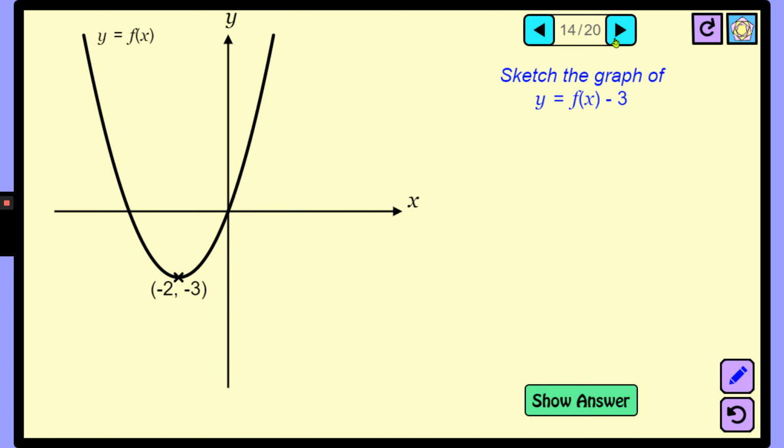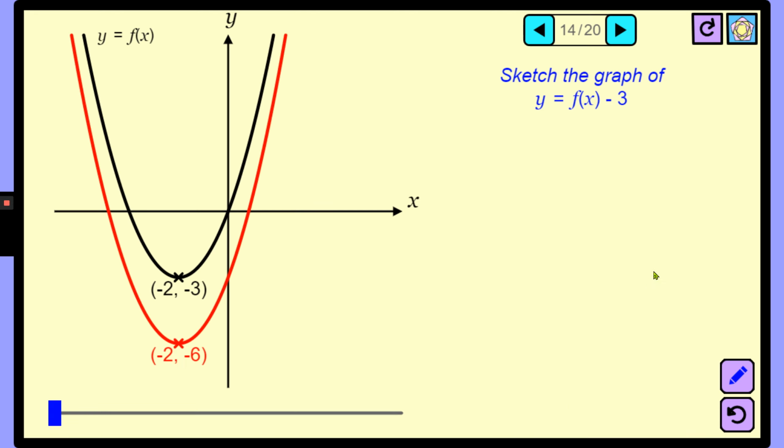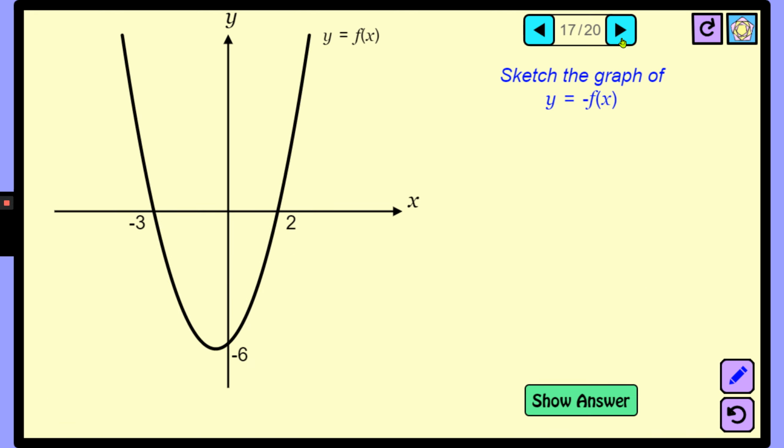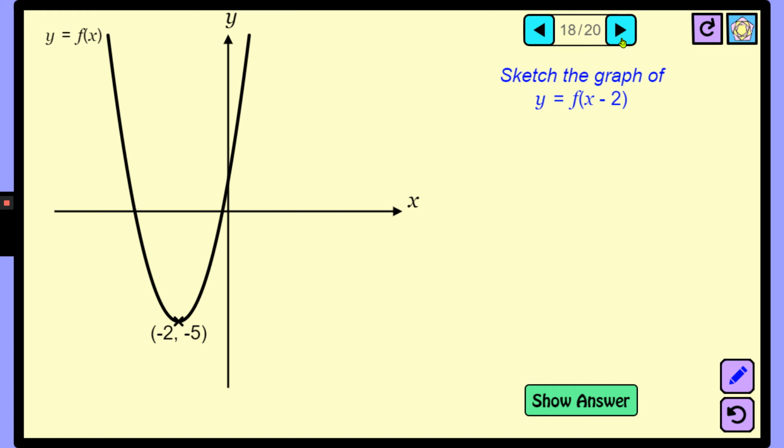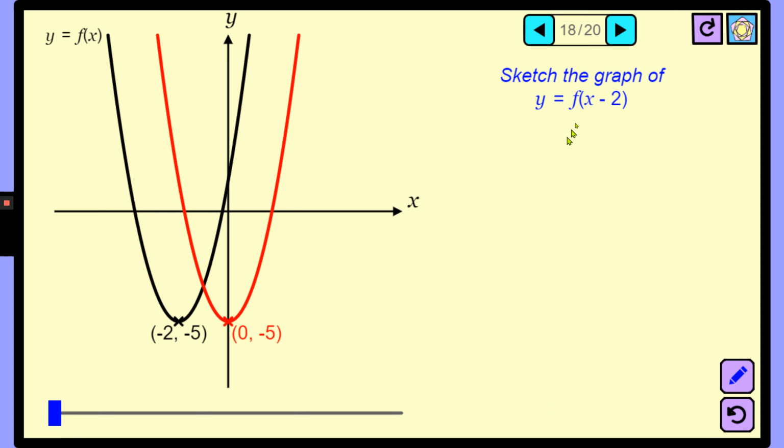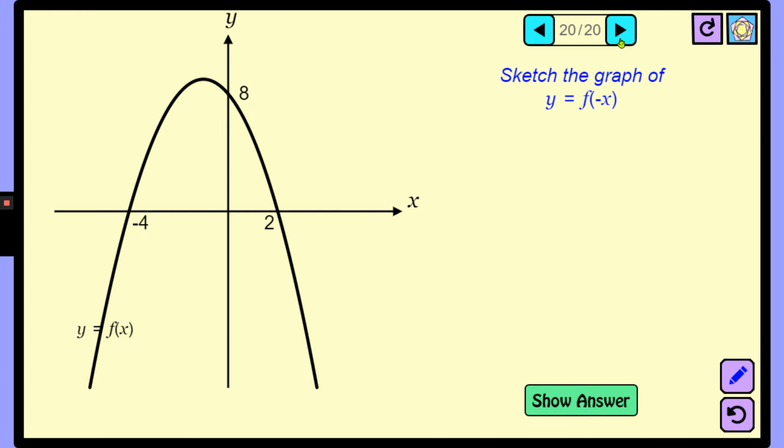Okay, pause here. F of x -3, so that means you're going to move the graph down by 3, so that becomes -6. And then we'll do just a couple more. So y equals f of x -2, so this is f of x. Pause here. And you should add 2 to the x value, so that becomes 0, -5. And the last one here, so we've got a negative x inside the bracket, pause here.